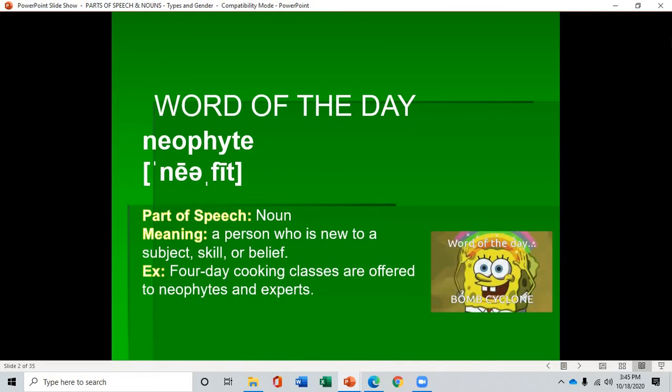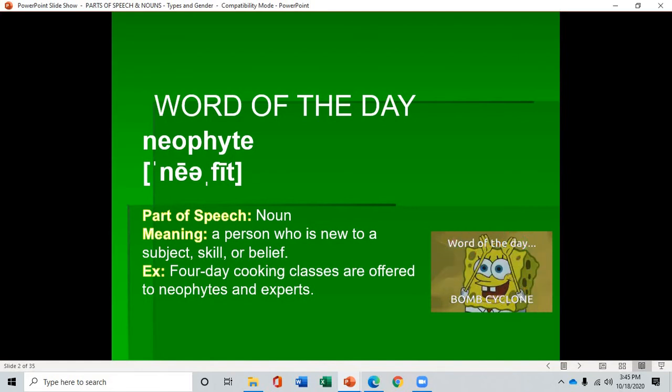So, our word of the day is neophyte. Neophyte, part of speech, it's a noun. The meaning is a person who is new to a subject, skill, or belief. For example, 4-day cooking classes are offered to neophytes and experts. So when we say neophyte, these are newbies.